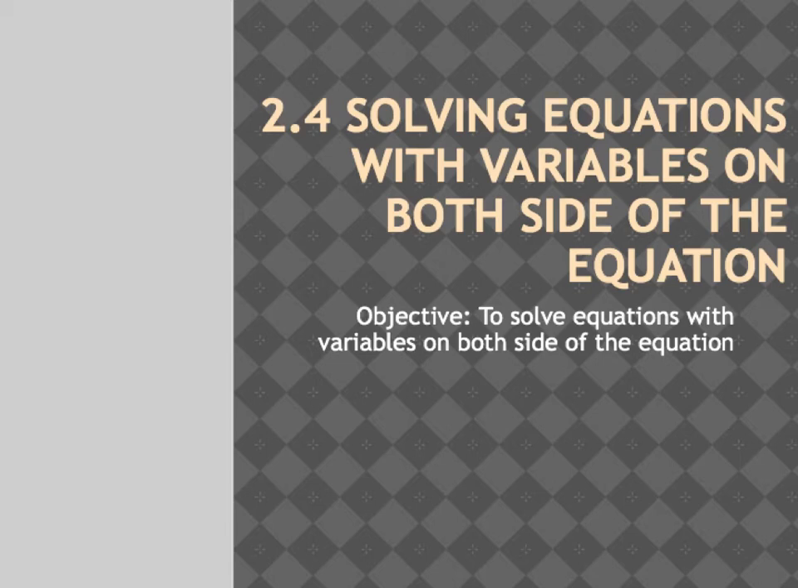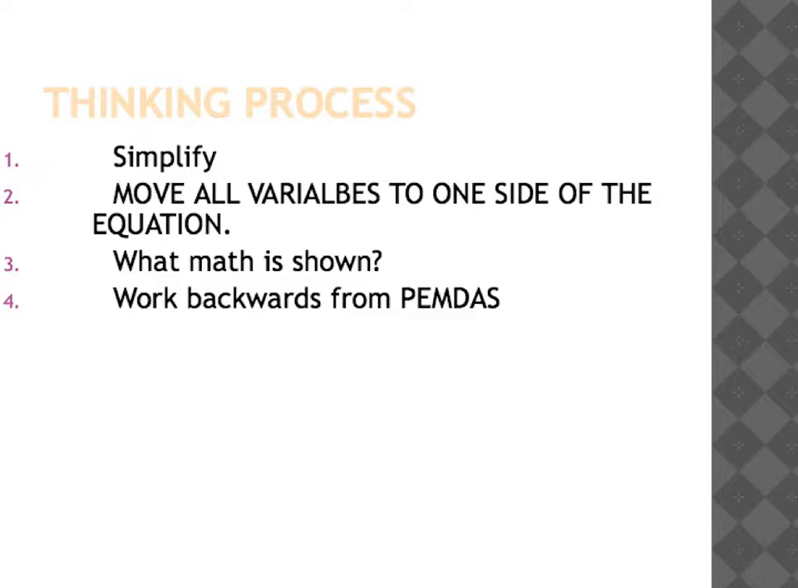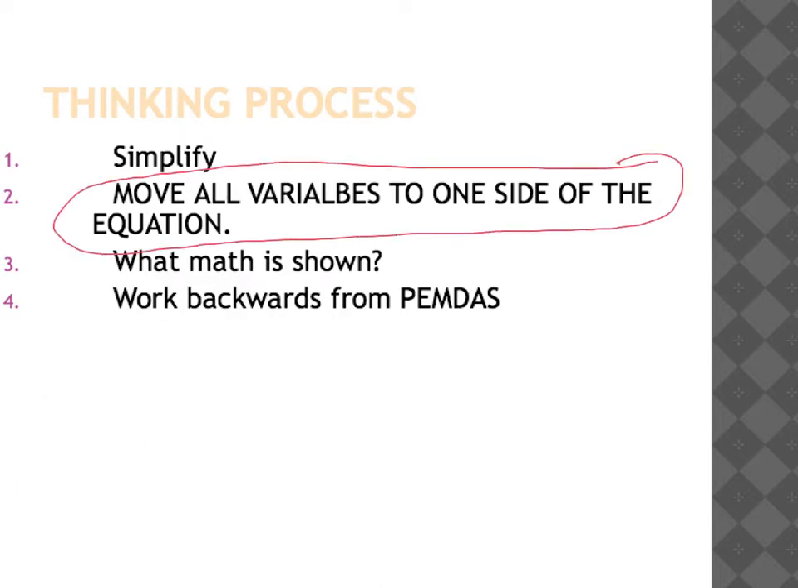Today we're adding on to solving equations, but now we're going to have variables on both sides of the equation sign. What? So the thinking process has stayed pretty much the same, except now we have this. First, you always want to simplify your equation, and then you move all variables to one side. Once you do that, it's just like all the other equations we've been dealing with.